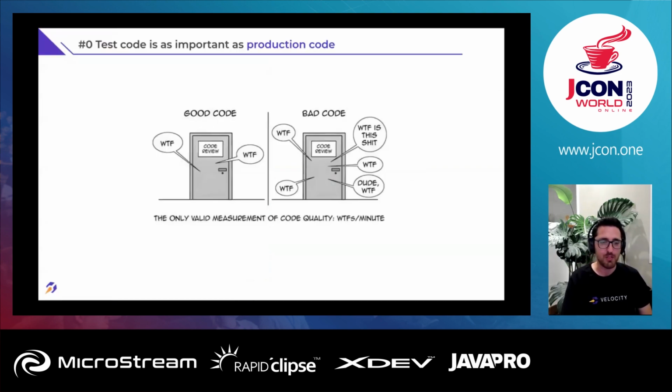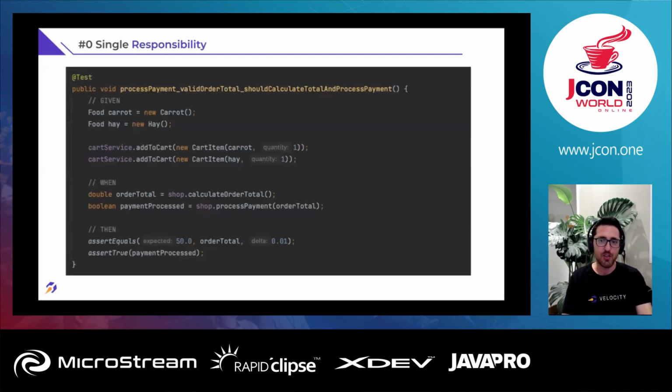Let's start. So as I mentioned at the beginning of the lecture, test code is as important as production code. In my opinion, we need to spend time writing good tests at the same time as we write good production code. And I have a few tips to make your test code as clean as production code. So the first one is well known as single responsibility. The same way a function has one responsibility or a class has one responsibility, the same goes for testing.